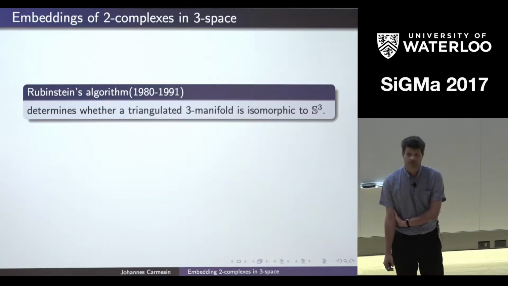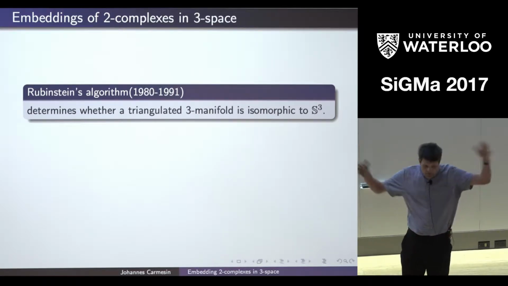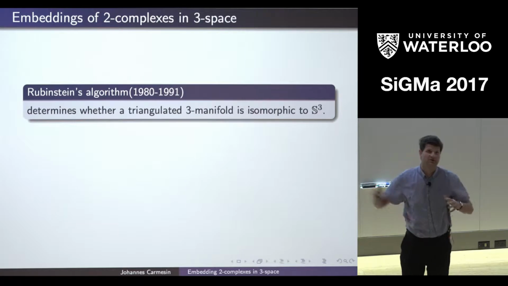And the major breakthrough in that area was Rubinstein's algorithm, which determines whether a given 3-manifold is isomorphic to the 3-sphere.